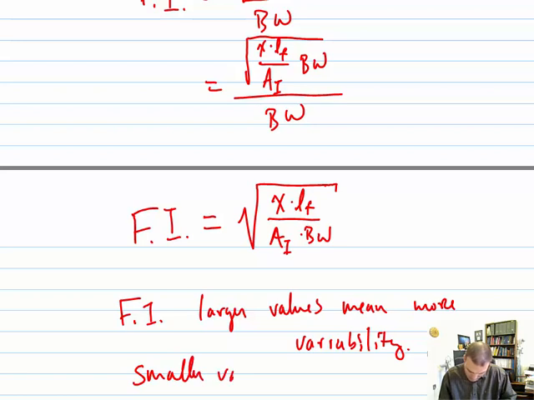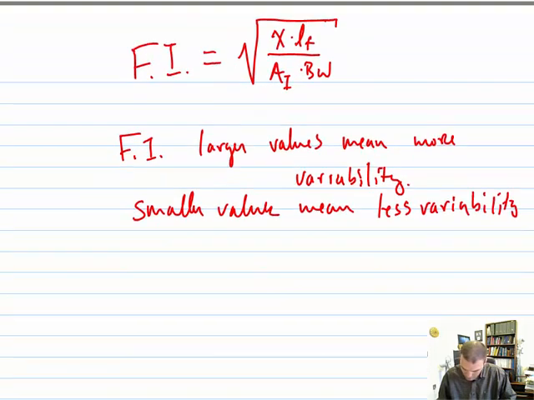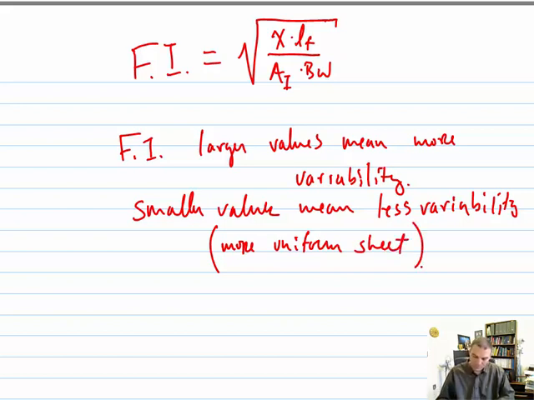Smaller values mean less variability, or what we might call a more uniform sheet. So a more uniform distribution of basis weights.